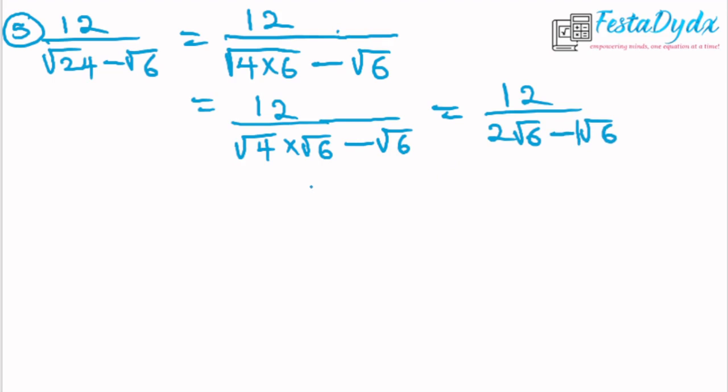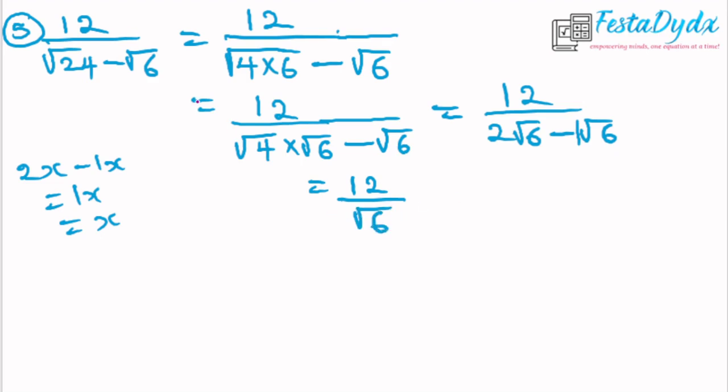Now we'll have the numerator 12 all over. I always relate this to algebra. It's like saying 2x minus 1x. This is going to give you 1x, just x. So the same thing applies here. 2 root 6 minus 1 root 6 is going to give you 1 root 6, which is just root 6. So now that the subtraction has been simplified, we can now rationalize the denominator.